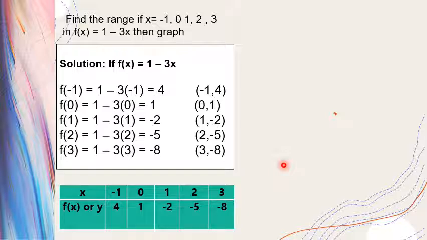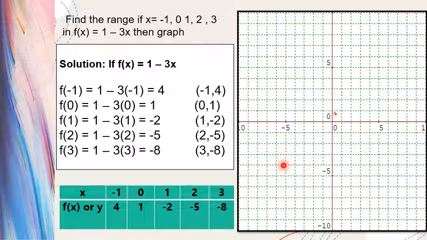So let's have the table. And then let's graph. That is -1 and 4, 0 and 1, 1 and -2, 2 and -5. Okay, then connect a line.